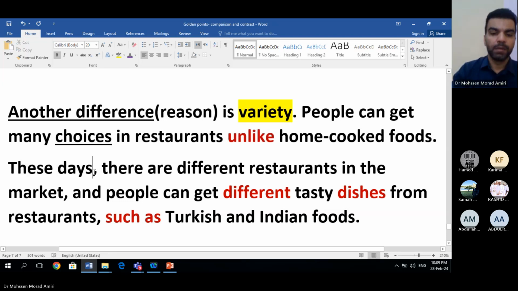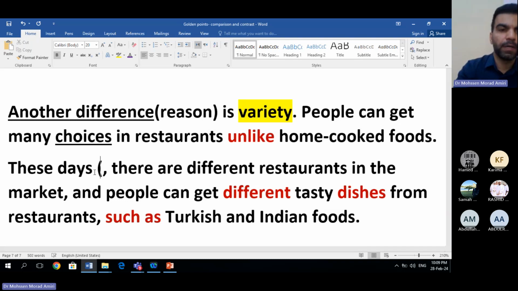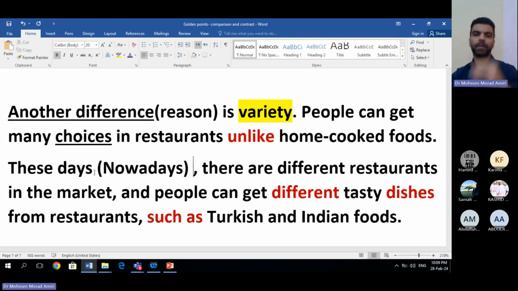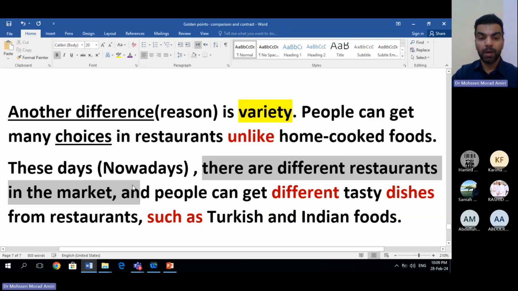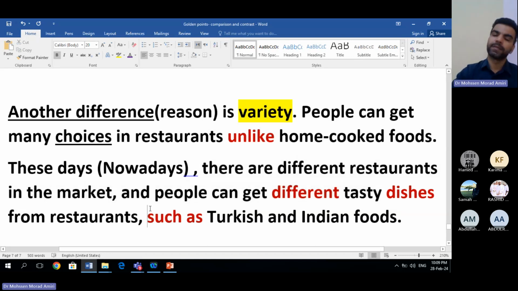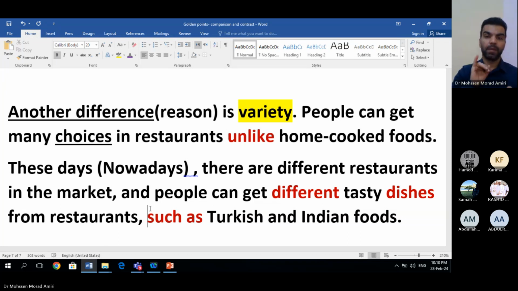These days, again, explanation. Nowadays, sure, this is a very nice word. Learn it. I told you in level 2. Nowadays, there are different restaurants in the market, and people can get different tasty dishes or foods from restaurants such as Turkish and Indian foods. So, Shabab, these are the examples of your body, that in the body, you write the details. Okay?